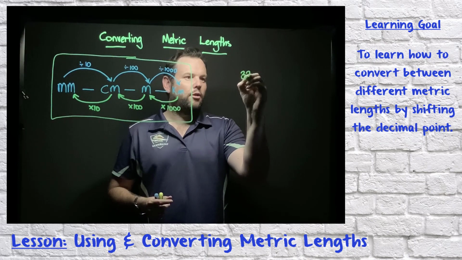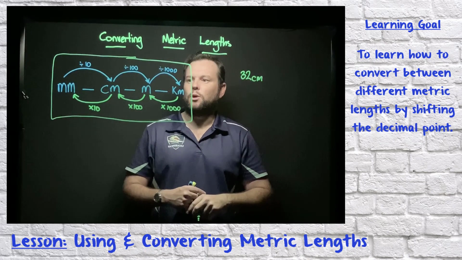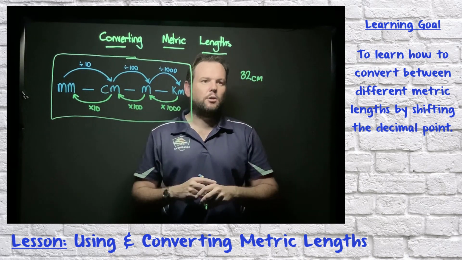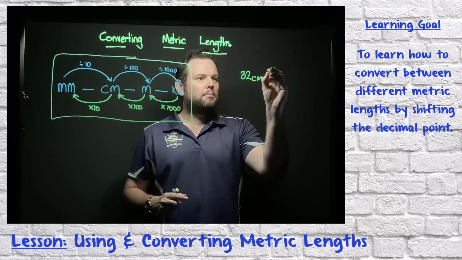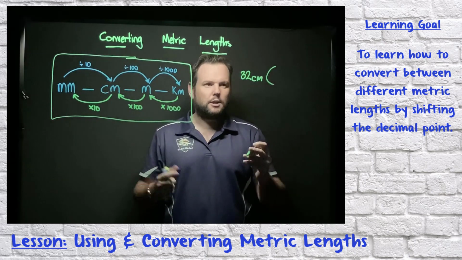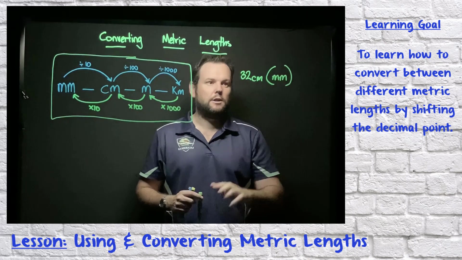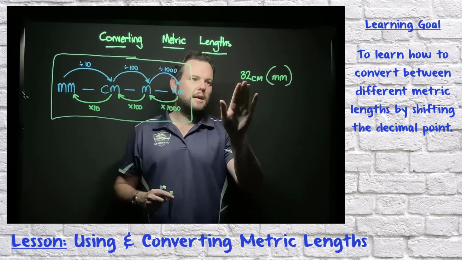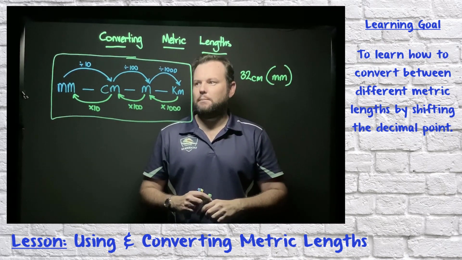So let's start off with some measurements. Let's just say I've got 32 centimeters. And now when you're doing these questions in your textbook, basically how they're going to look a lot of the time is it'll give you a measurement, and then in brackets, it's going to tell you what to convert this to. So let's just say this question wants you to convert it to millimeters. It wants you to take 32 centimeters to whatever that's going to be in millimeters.